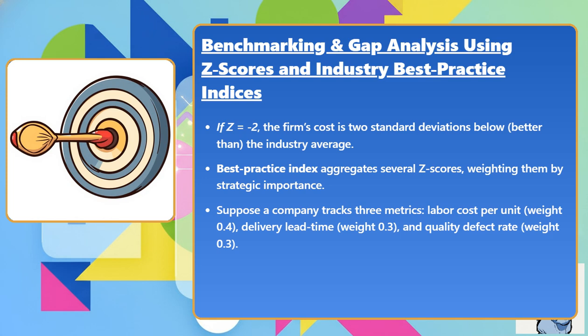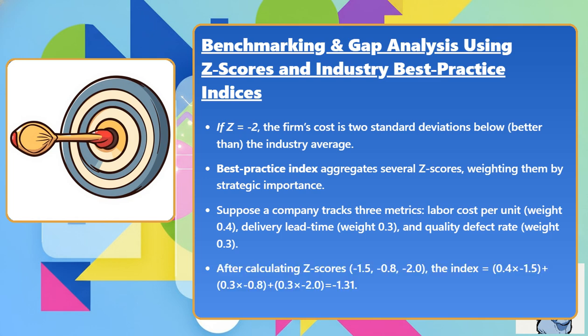rate weight 0.3. After calculating Z-scores -1.5, -0.8, -2.0, the index equals (0.4 times -1.5) plus (0.3 times -0.8) plus (0.3 times -2.0) equals -1.31. A negative index signals overall superiority.